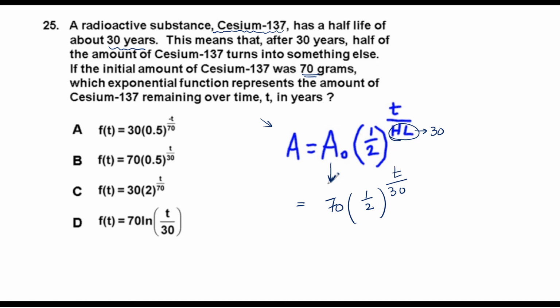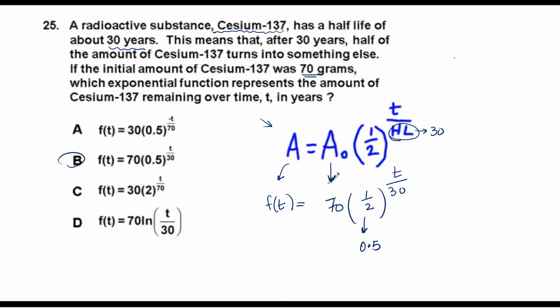Now, which exponential function represents the amount of cesium remaining over T times in years? Okay, so T stays here. Now, A stays here. If you look at the options, they are representing A, meaning the final amount, as a function of T. So just check which equation matches yours, and you should know that half means 0.5. So of course option B is my actual answer.